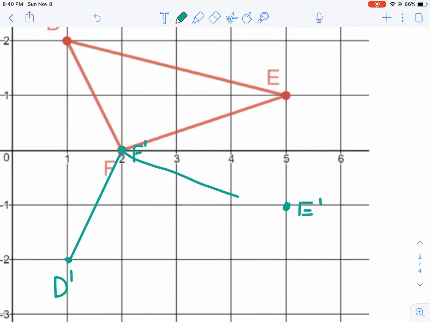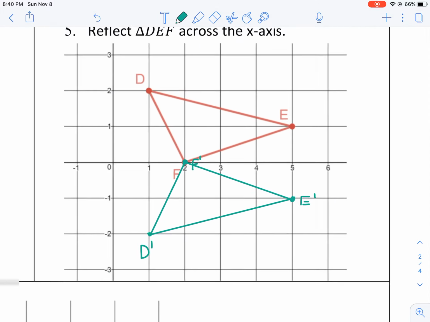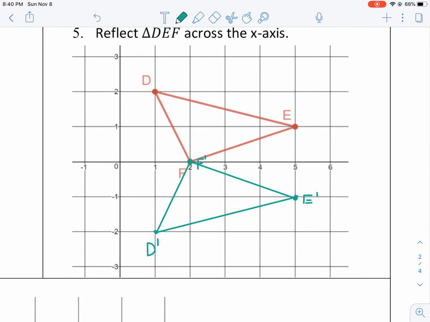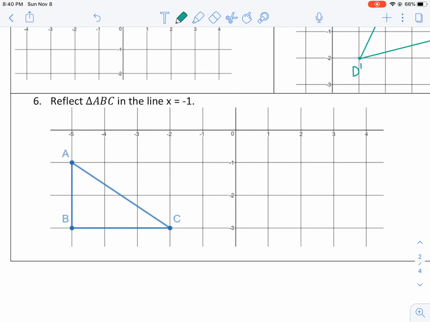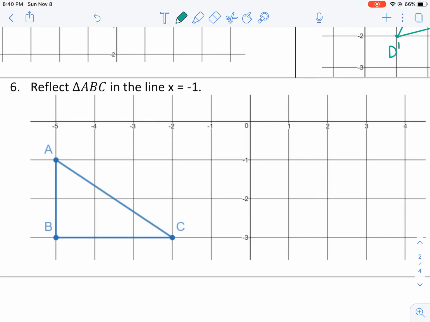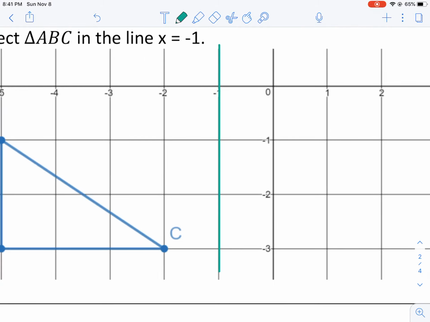The way you can think about this is, it's like it's touching the mirror, right? If you touch the mirror, it appears like you're touching yourself. So F and F prime actually end up touching each other, and it just flips like that. This one says over the line x equals -1. That's just a vertical line going through -1, and this doesn't change anything, okay? Like I said, if it's straight horizontal or straight vertical, you can just count. Just instead of going across the y-axis, now it's just moved over a little bit.